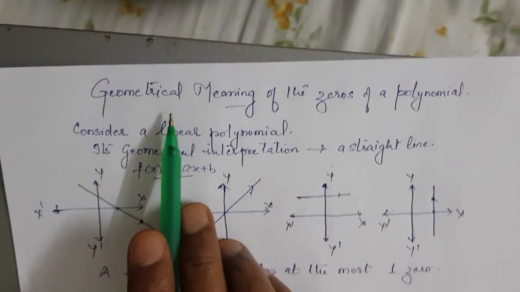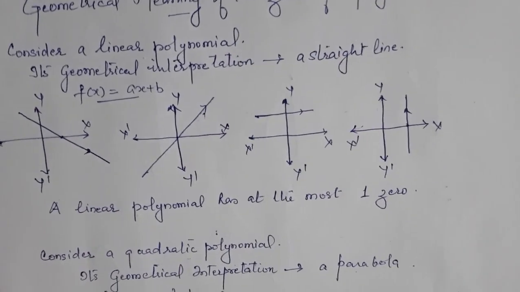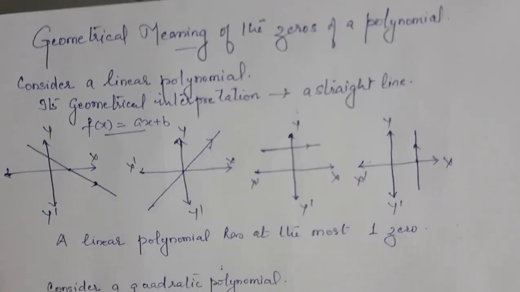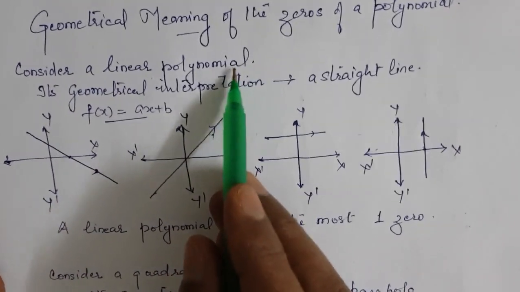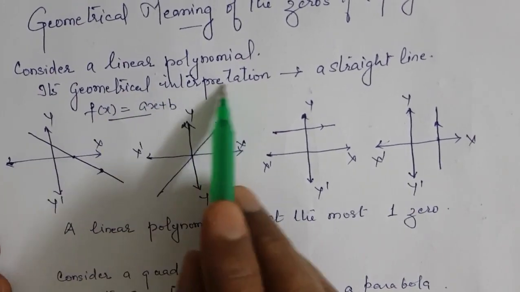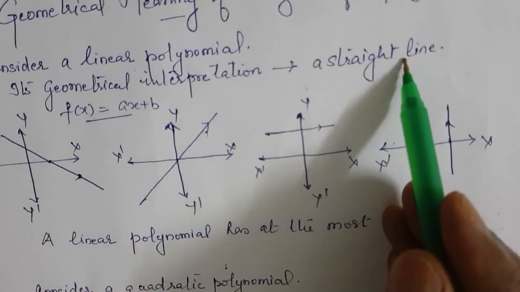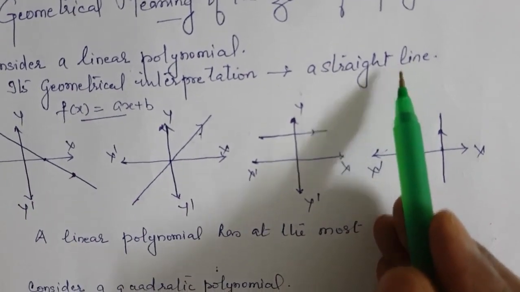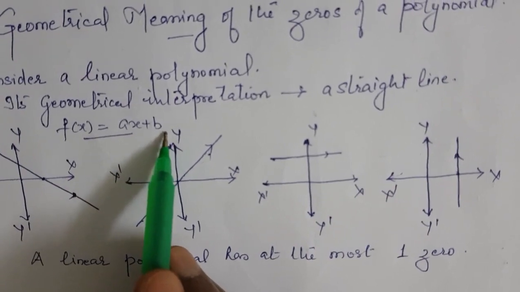Next topic is the geometrical meaning of the zeros of a polynomial. So we'll consider one by one. First of all, consider a linear polynomial. As I've already told you, its geometrical interpretation means that when you draw the graph of this polynomial, you will always get a straight line. Its general form is f(x) = ax + b.